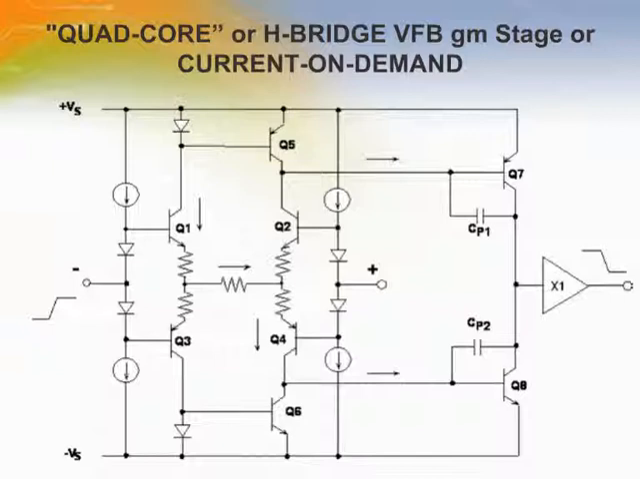However, in practice, small current limiting resistors are required, forming an H resistor network as shown. Q7 and Q8 form the second gain stage, driven differentially from the collectors of Q5 and Q6, and the output is buffered by a unity gain complementary emitter follower X1.